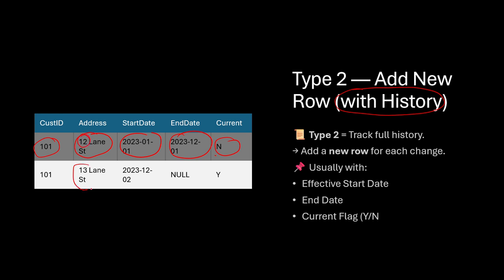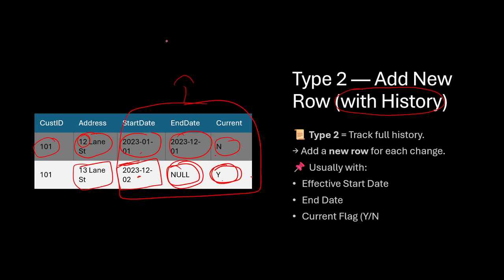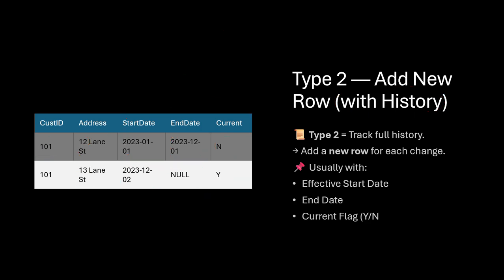address from 12 to 13, and you can see the start date is the date they changed the address, and the end date is null because they are staying at this current address right now. And as you can see, current is yes. When current becomes no, the end date will be added. So this is type 2, where we track the history of changes happening in the database for customer ID 101.